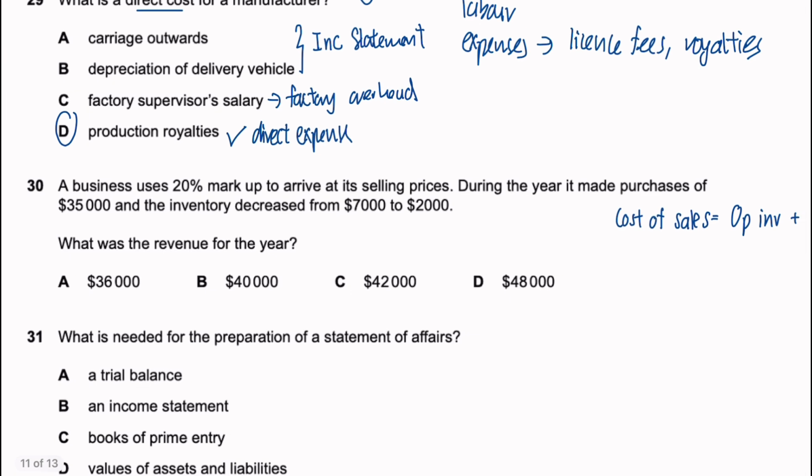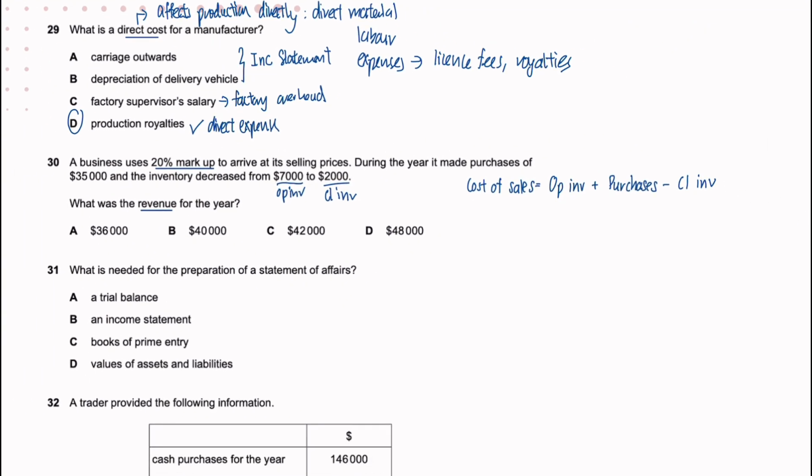30. A business uses a 20% markup to arrive at its selling prices. During the year, it made purchases of 35,000. Inventory decreased from 7,000 to 2,000. So this 7,000 is your opening inventory, and 2,000 is your closing inventory. The question wants you to find the revenue. Okay, so first we need to work out what is our cost of sales.